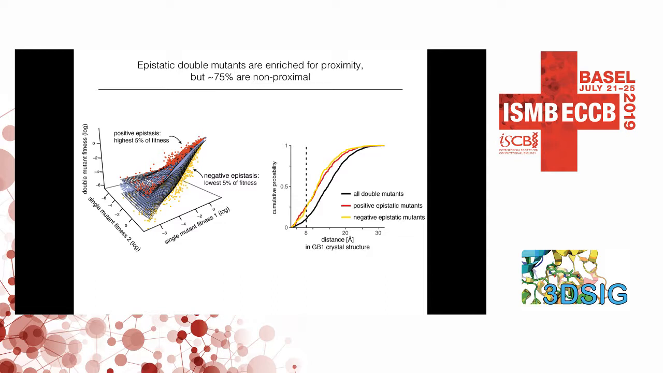And the answer is yes. They are enriched for being closer, for example, at an 8 angstrom cutoff. However, the majority of epistatic double mutants is actually further away in space. It's quite far away, right?